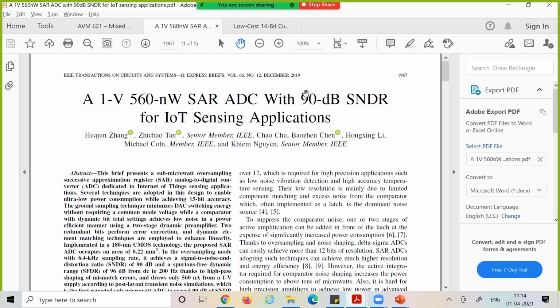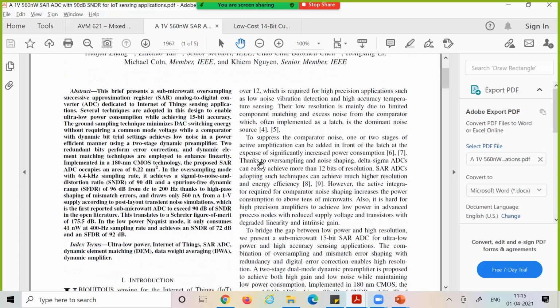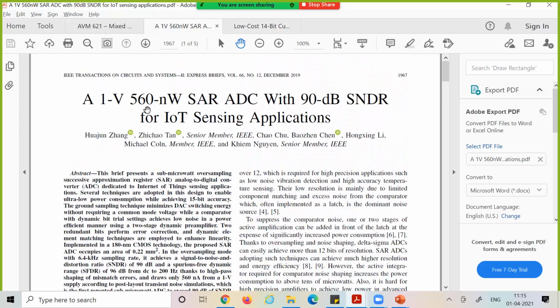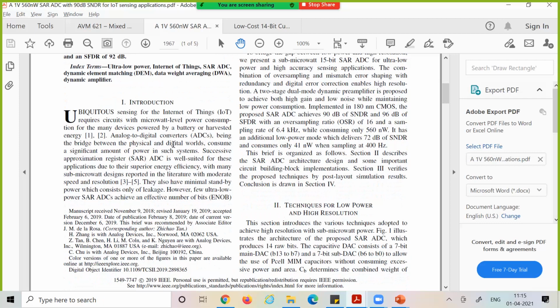I have taken some short papers. I have not given a full-length journal paper. These are brief papers, both taken from the IEEE Transactions on Circuits and Systems, number 2, which is the Express Briefs. So you can see it's just about 5 pages. This is one paper, a 1 volt, 560 nanowatt SAR ADC with a 90 dB SNDR for IoT sensing applications. Now this is an industry paper. I think this is from Analog Devices.